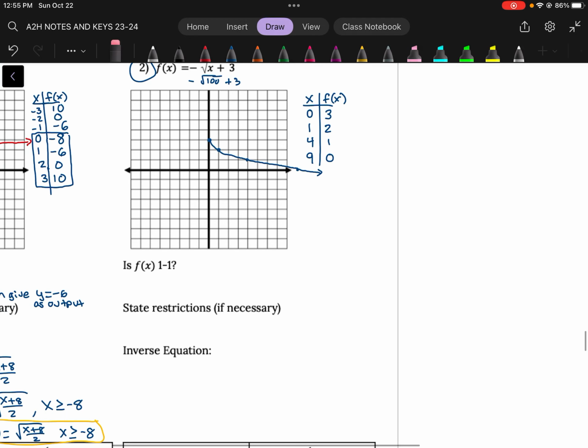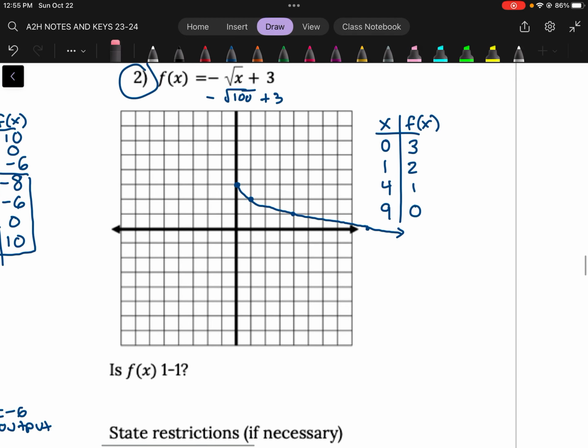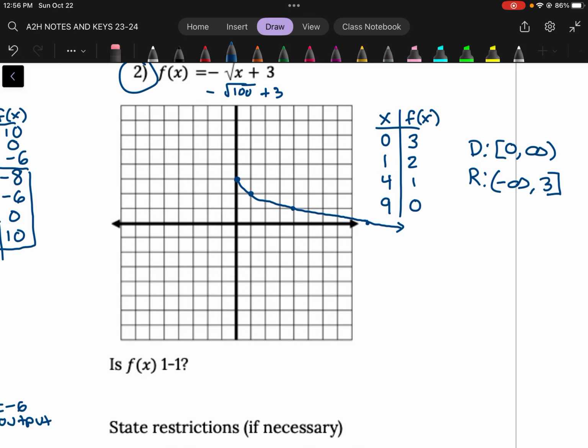But we also realize that all we can plug in are positive values, right? So we know that the domain here, and we'll rewrite this on the bottom, has to be 0 to infinity. And our range actually goes from negative infinity up to 3 as the highest point. The very highest value we can get is 3. Can't go above 3, but we go all the way down forever, okay?